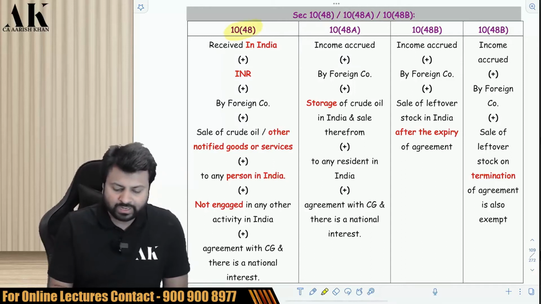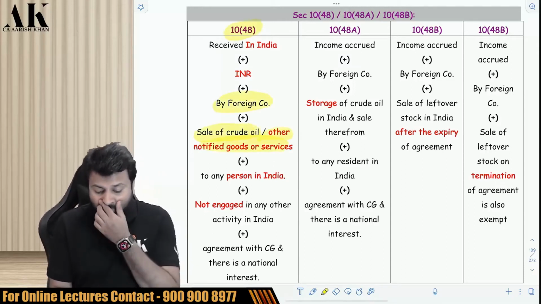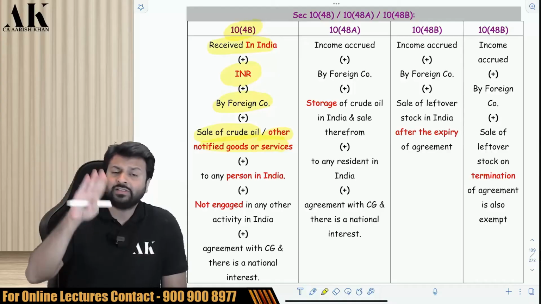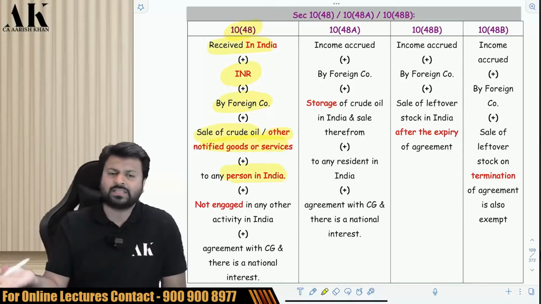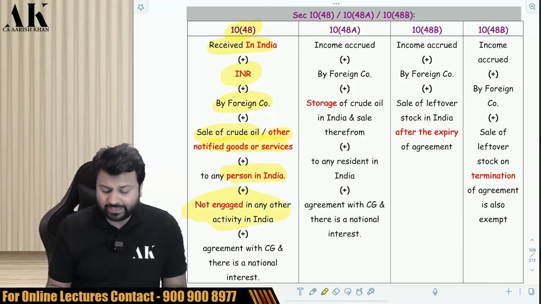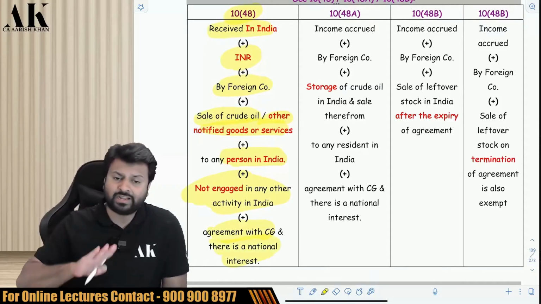10(48B) talks about what? If there is a foreign company who is selling some crude oil or other notified goods and services, and the money is received in India, and it is also received in INR from any person in India. They are selling the crude oil to any person in India. Then further, they are not engaged in any other activity in India, and they have an agreement with central government, and there is a national interest of Indian government.